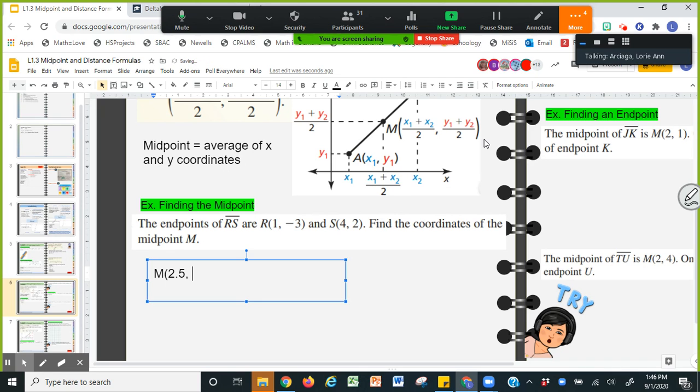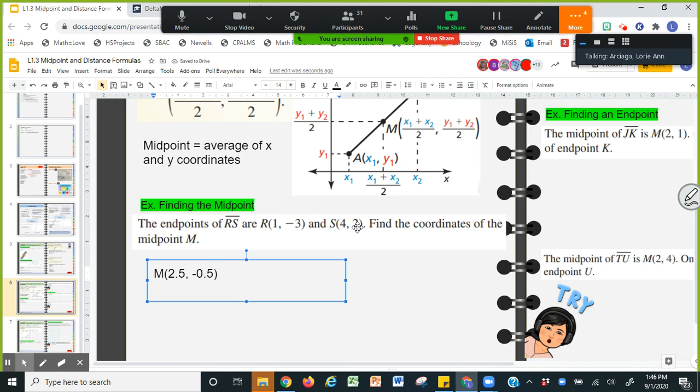So 2.5. And then if I do negative 3 plus 2, you get a negative answer, which is negative 1. Now you have to divide that. What's negative 1 divided by 2? Then you get negative 0.5. Did that make sense?